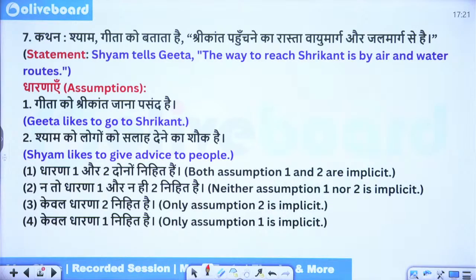Sham tells Geeta the way to reach Shrikant is by air and water routes. Okay. Geeta likes to go to Shrikant. Is the author thinking again tonality? So you'll assume that probably Geeta really wants to, is desperate to go to Shrikant, and that is why Sham is telling her the way.